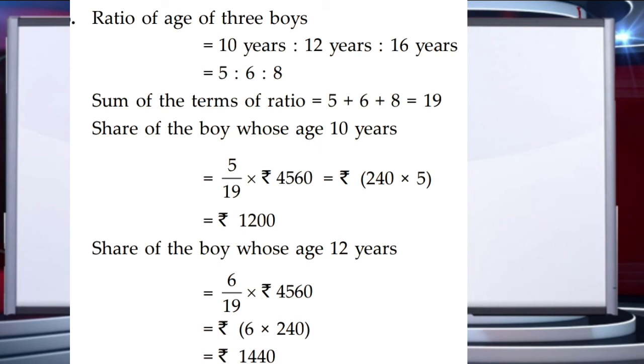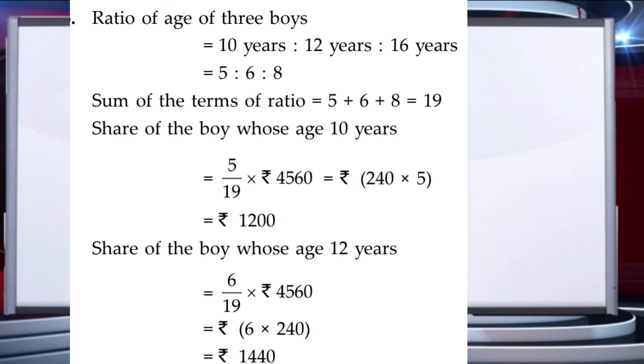See, now the share of the boy whose age is 10 years is 5 upon 19. Now his age has reduced to 5 and the total sum of the ratios is 19. So 5 out of 19, and the total money is 4560. So you will do 5 upon 19 into 4560. See, you will cancel 19 and 4560 here. You will divide both and get 240 here. Now 240 into 5 is rupees 1200. So the share of the first boy whose age is 10 years is 1200.